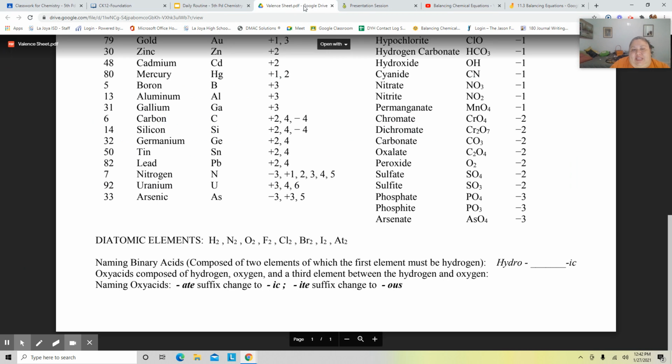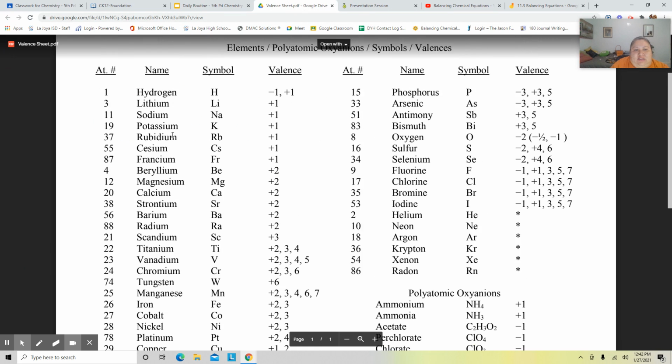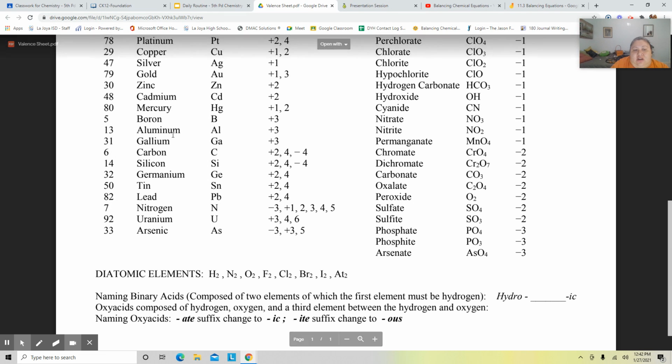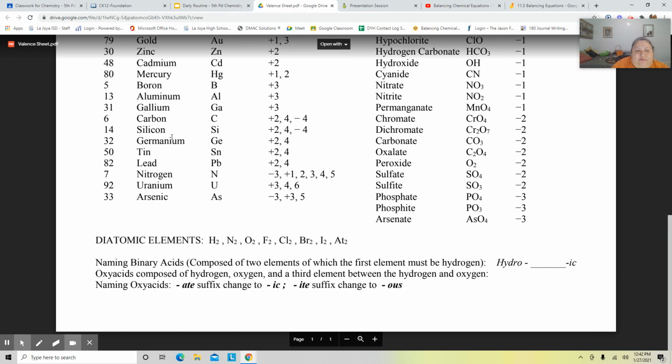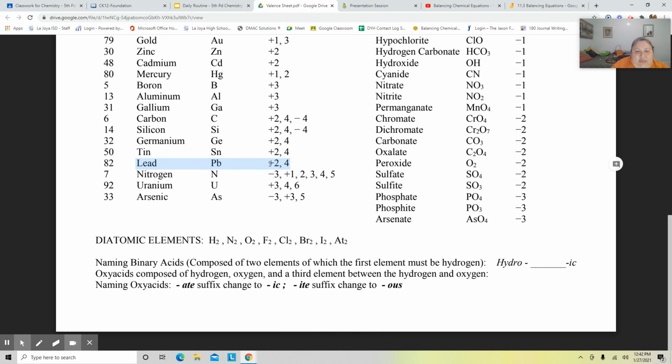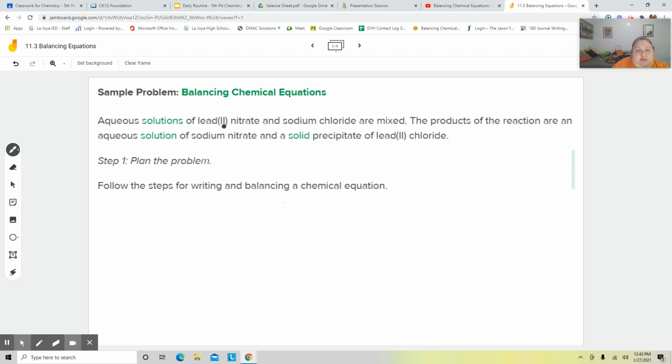First off, I need the valence sheet, right? I need the ion sheet to know the symbol and the charge for my ions. And it starts by saying lead nitrate. So I need to look up lead and I need to look up nitrate on the sheet. Lead is down here towards the bottom. Pb, and it's either a +2 or a +4. Look at this. Everybody see the Roman number? That Roman number tells me that Pb is a +2.